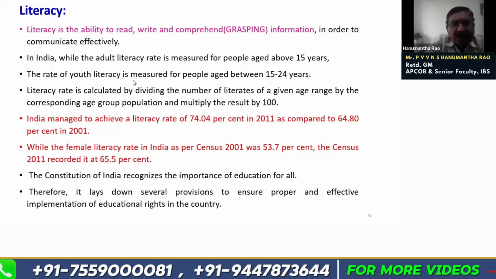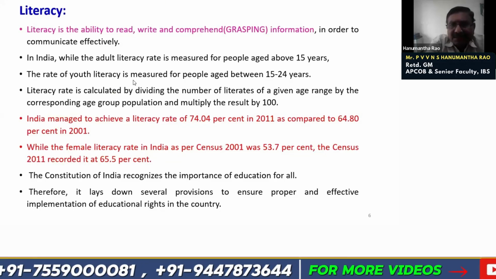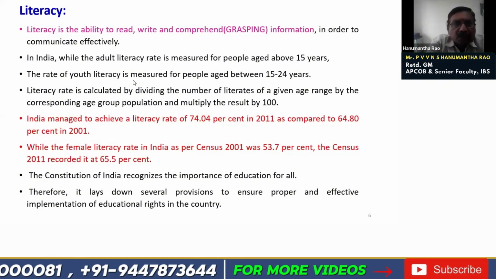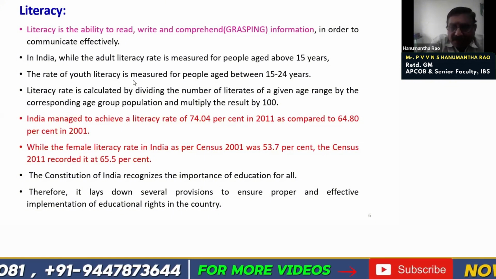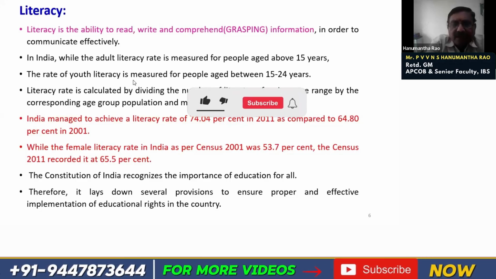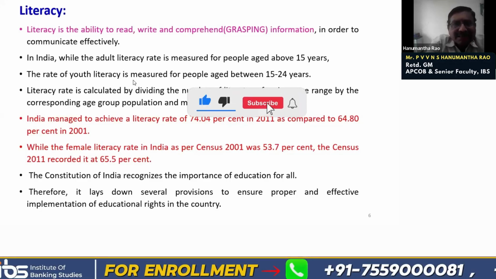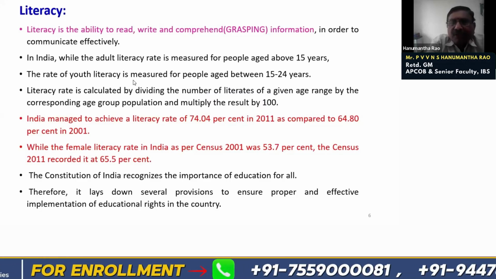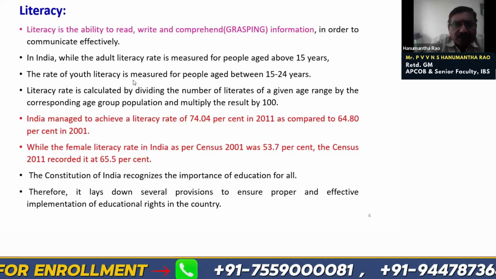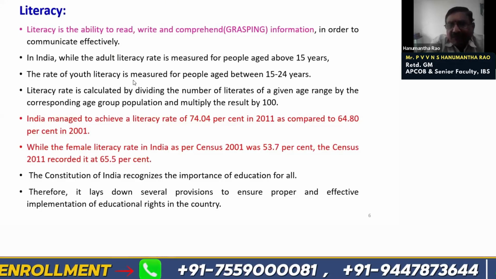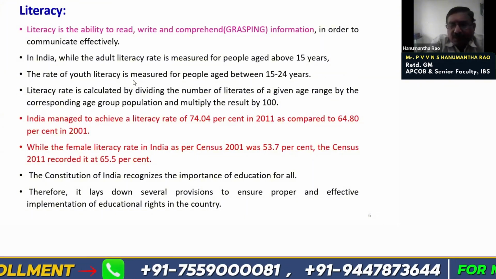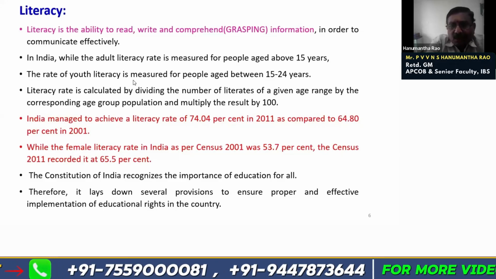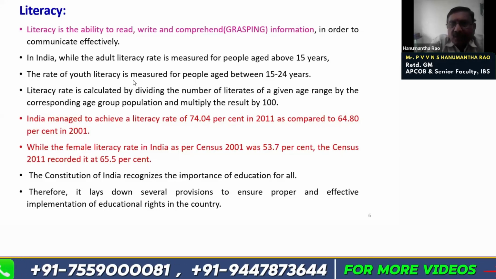Next, in India, the adult literacy rate is measured for people aged above 15 years. So adult means the person who crosses 15 years, and it comes under adult literacy. The rate of youth literacy is measured for people aged between 15 and 24 years.